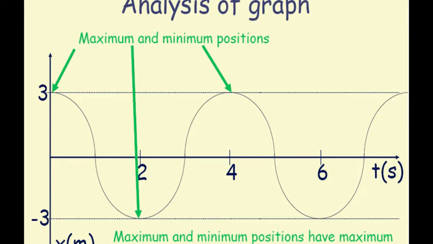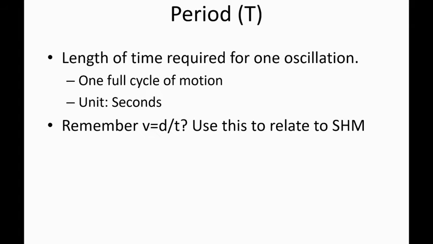Okay, so going back to your graph of your wave motion, your maximum and minimum positions are your peaks and your valleys, or your crest and your trough. At that point, you have your maximum potential energy. So now, when I'm looking at my repeating pattern, how do I measure that repeating pattern? Well, I can measure it in terms of period and frequency.